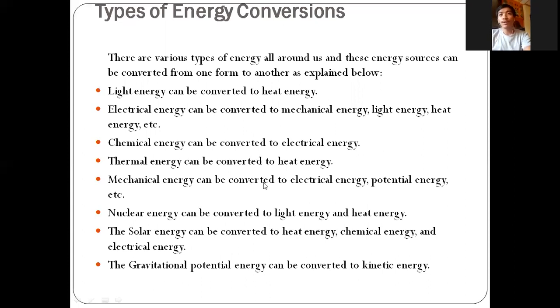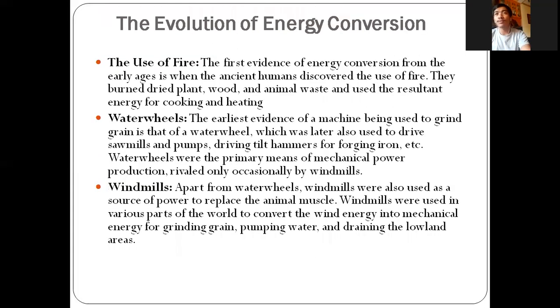Mechanical energy can be converted to electrical energy, potential energy, etc. Nuclear energy can be converted to light energy or heat energy. Solar energy can be converted to heat energy, chemical energy, and electrical energy. Gravitational potential energy can be converted to kinetic energy.